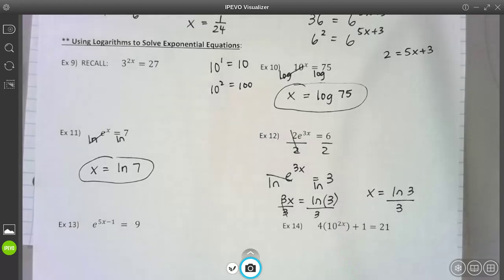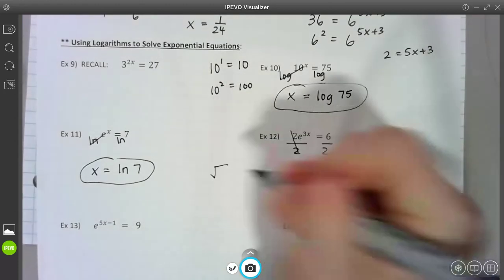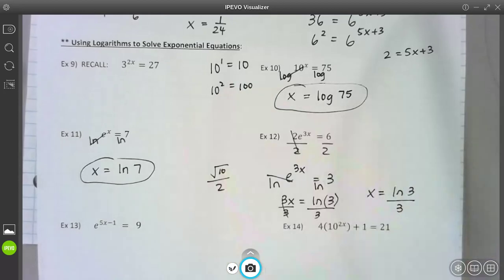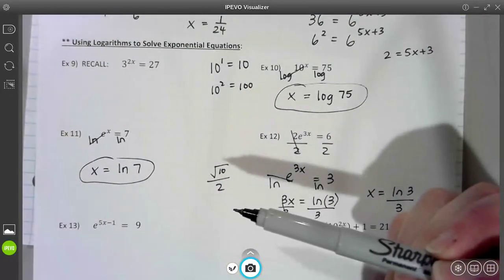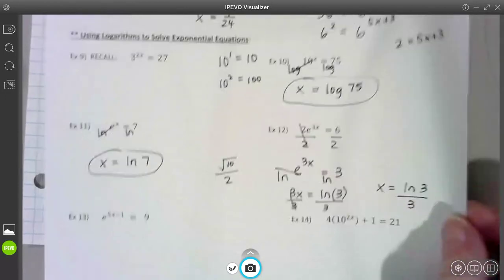Okay. It's kind of like if you had the square root of, I don't know, 10 divided by 2. You can't get to that 10 because he's under the square root. You can't divide that 10 by 2, right? Okay. All right. Oh, the bell's there.